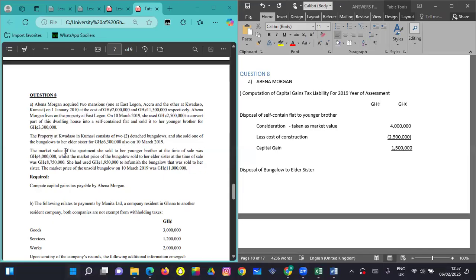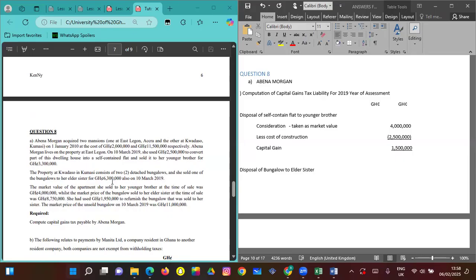Also on 10th March 2019, the market value of the apartment she sold to her younger brother at the time of sale was 4 million, whilst the market price of the bungalow sold to her elder sister at the time of sale was 8.75 million. She had used 1.95 million to refurnish the bungalow that was sold to her sister. The market price of the unsold bungalow on 10th March 2019 was 11 million. Compute the capital gains tax.